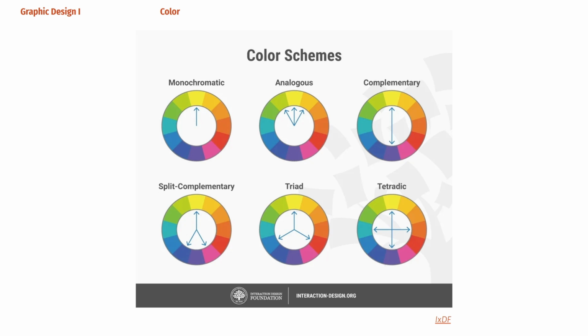So monochromatic is using different tints and shades of the same color. Analogous is taking things that are next to each other on the color wheel. Complementary is taking the exact opposite color on the color wheel or very close. Split complementary moves that complementary color to the left and right on the color wheel. Triads are equidistant, and then tetradic is equidistant but for different colors.